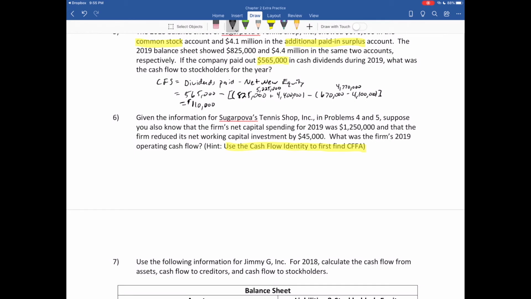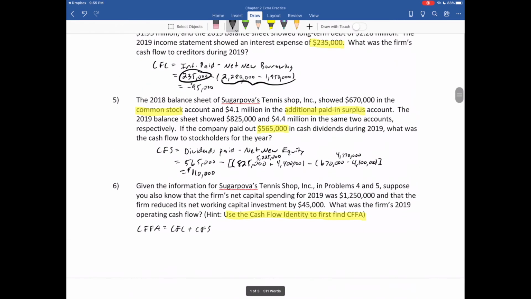So we know that cash flow from assets is equal to cash flow to creditors plus cash flow to stockholders. We've already calculated cash flow to creditors, and we calculated cash flow to stockholders, so it's very easy to solve for cash flow from assets. It would be equal to negative $95,000 from problem 4, plus $110,000 from problem 5. There's a total cash flow from assets equal to $15,000.